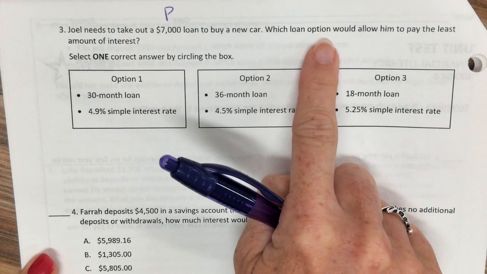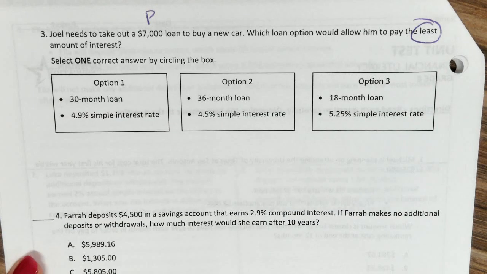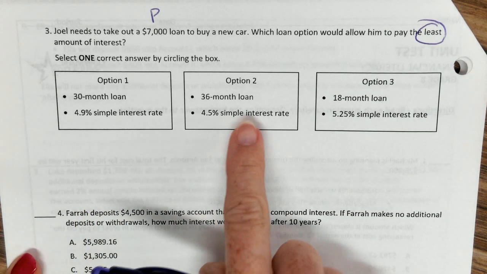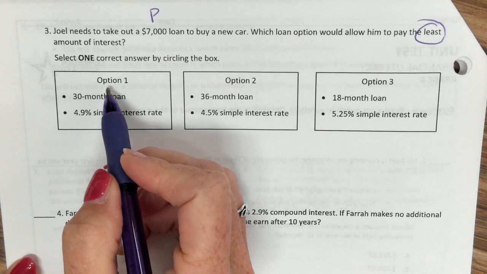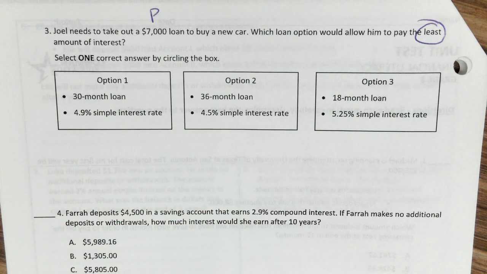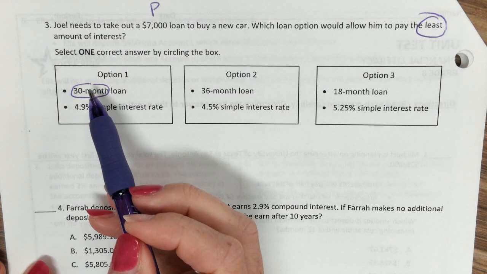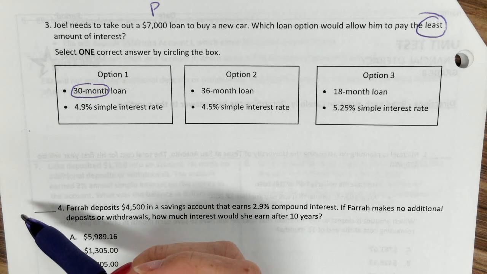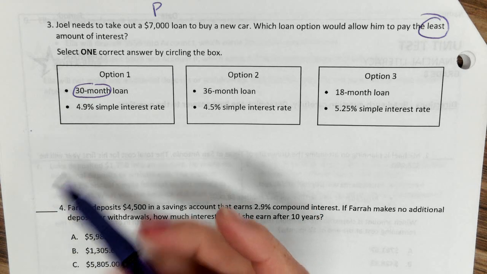Which loan option will allow him to pay the least? How many problems are you going to have to do? 3. Now everybody look at option 1. The time has to be given in years, but what did they give it in? So how do I change that month to years? Divide by 12. Why? Because there's 12 months in a year.